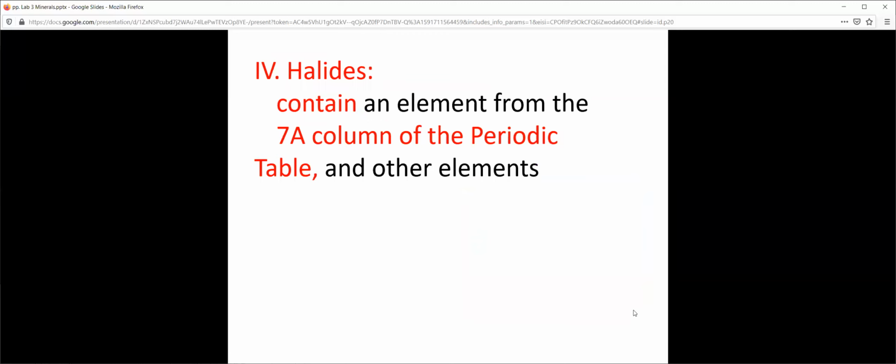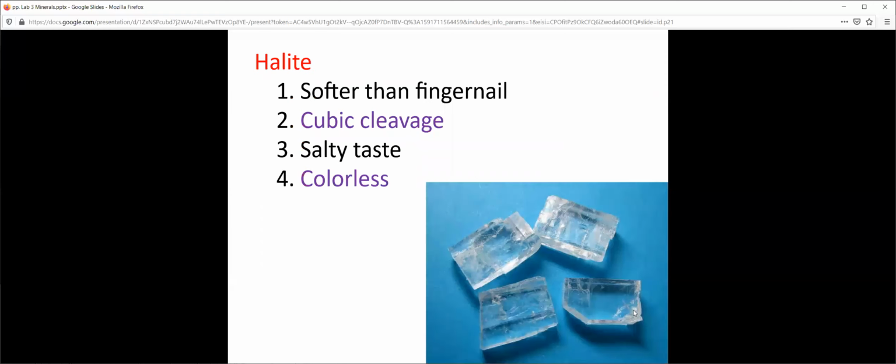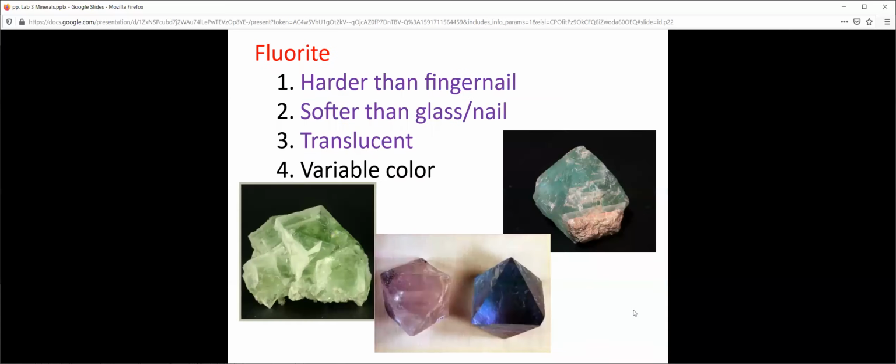Halides, this should sound familiar. This derives its name from halite, which is a family, a column on the periodic table. It's the salts. Halite, you know it's halite and not quartz or calcite because you taste it and it tastes salty because it's actual salt.